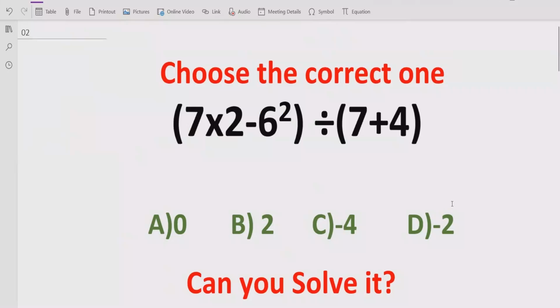Today we will solve another quiz which is related to arithmetic expression. The quiz contains the basic operations plus, minus, multiplication and division. We have to solve this quiz using the PEMDAS and BODMAS method and find out the correct answer. In the answer list we have four answers. A is 0, B is 2, C is minus 4, D is minus 2. So let's see after solving it which answer is correct.